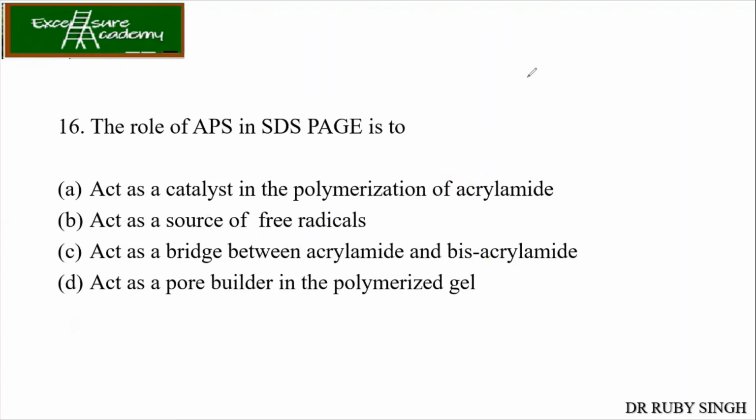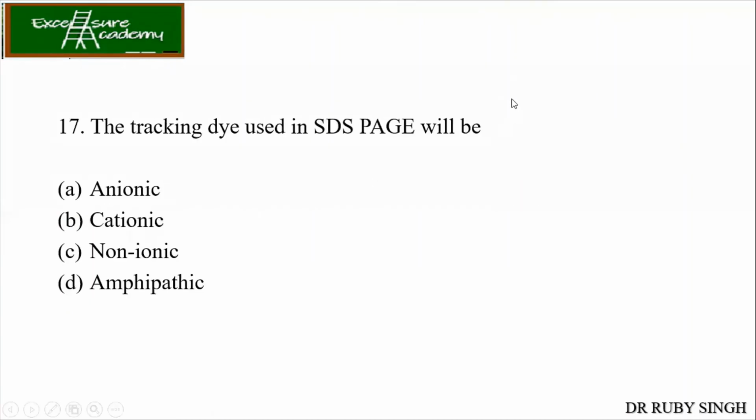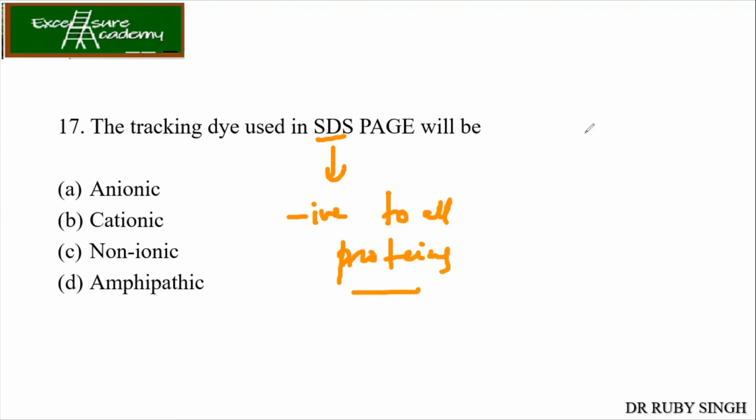So APS is used. The tracking dye used in SDS PAGE will be, so again in this case it has to be the answer negatively charged. Why? Because we know that in the case of SDS PAGE, the SDS gives negative charge to all the proteins, right? Now we have studied why it is being done. It is being done because your SDS PAGE is going to run from cathode towards anode. So anode is your positively charged.